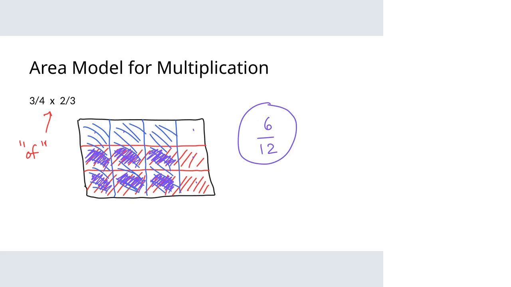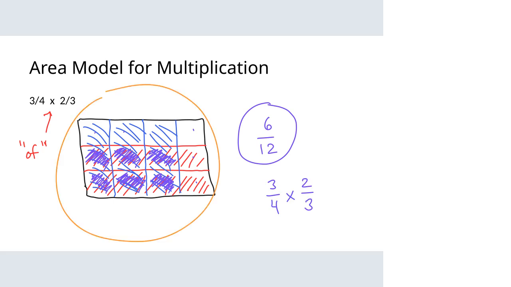Which we could reduce to 1/2. One thing I'll say about this area model for multiplication is when you're working with kids, it's great to give them the opportunity to discover something rather than just telling them. So if you were to give them the problem 3/4 times 2/3 and start by doing it this way, let's find 3/4 of 2/3. We're going to shade 2/3. We're going to shade 3/4 of that. What did we end up with?